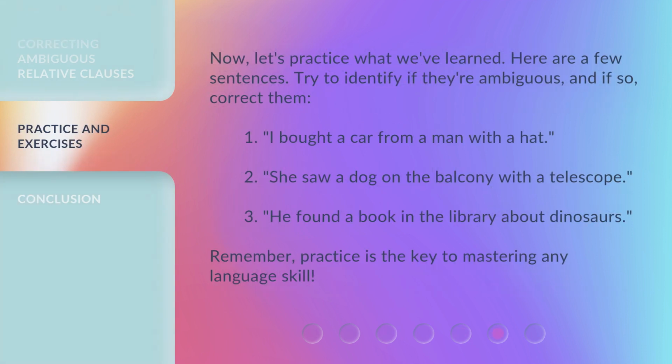Now, let's practice what we've learned. Here are a few sentences. Try to identify if they're ambiguous, and if so, correct them. 1. I bought a car from a man with a hat. 2. She saw a dog on the balcony with a telescope. 3. He found a book in the library about dinosaurs. Remember, practice is the key to mastering any language skill.